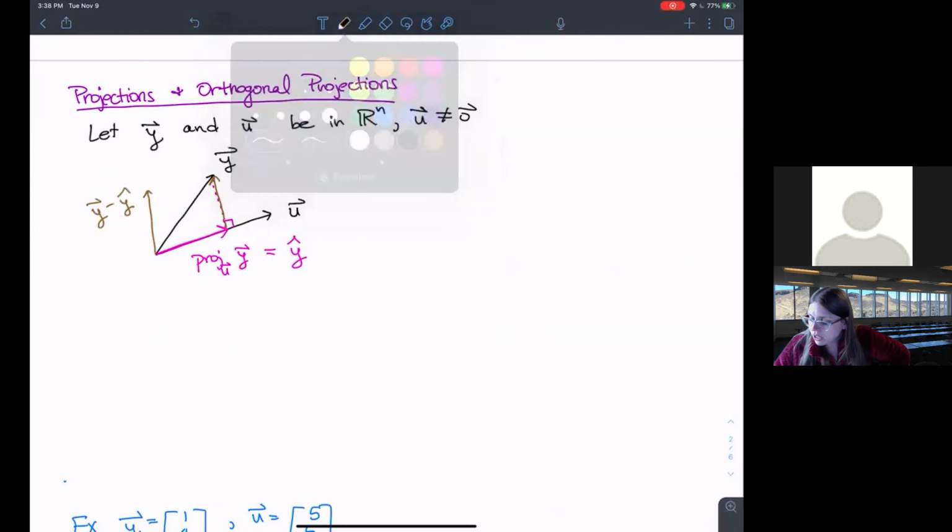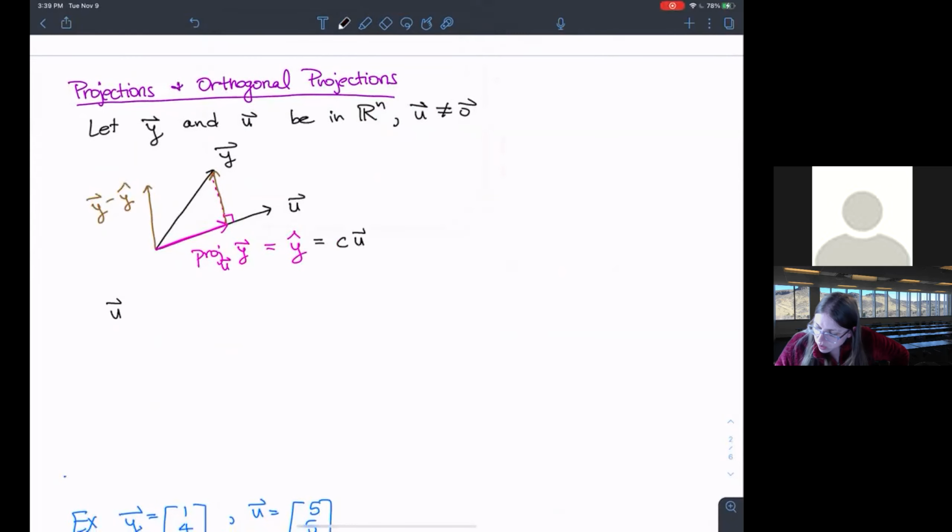Now, a couple observations. First, y hat is parallel to u because I projected onto u. It's a shadow on u, so it's pointing in the same direction as u. It's possible it's in the negative direction depending on where y is pointing, but it is going to be a scalar multiple of u. And the other thing to notice is that u and y minus y hat are orthogonal.